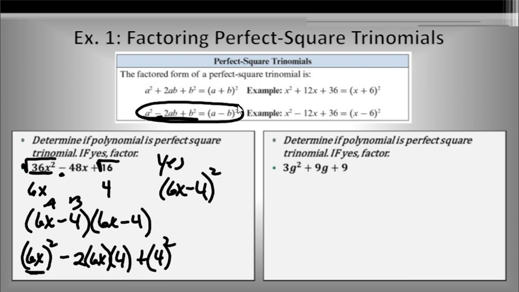The next one, we got 3g squared plus 9g plus 9. I know this is not a perfect square trinomial because 3 is not a perfect square. So therefore I can stop right there, and I would not have to factor that one because it's not a perfect square trinomial.